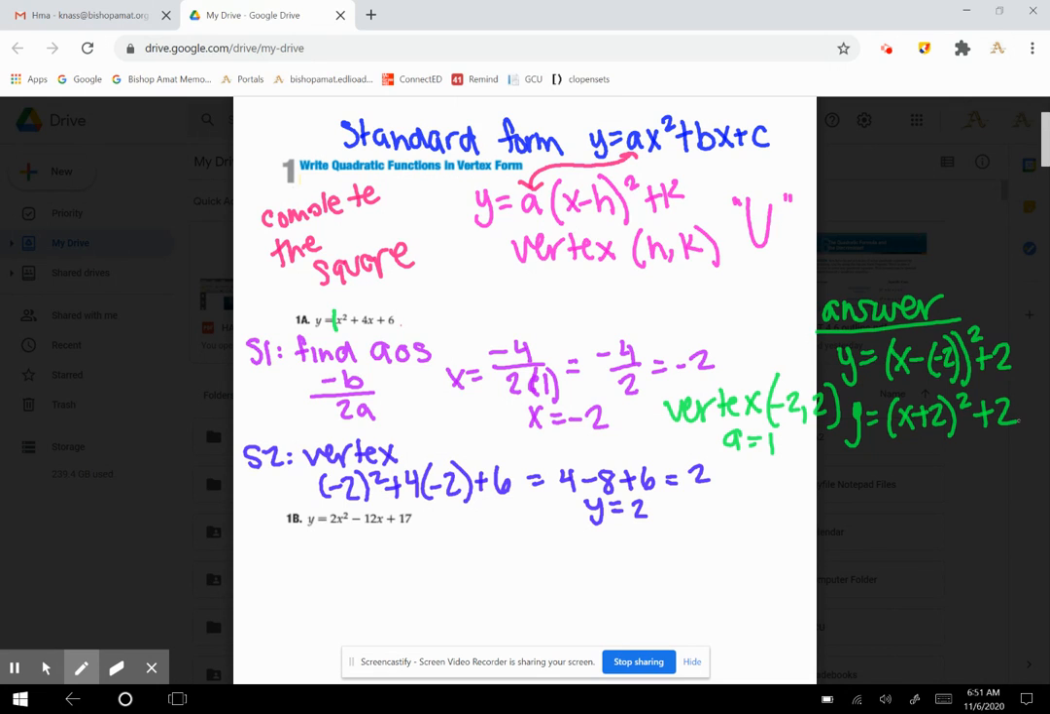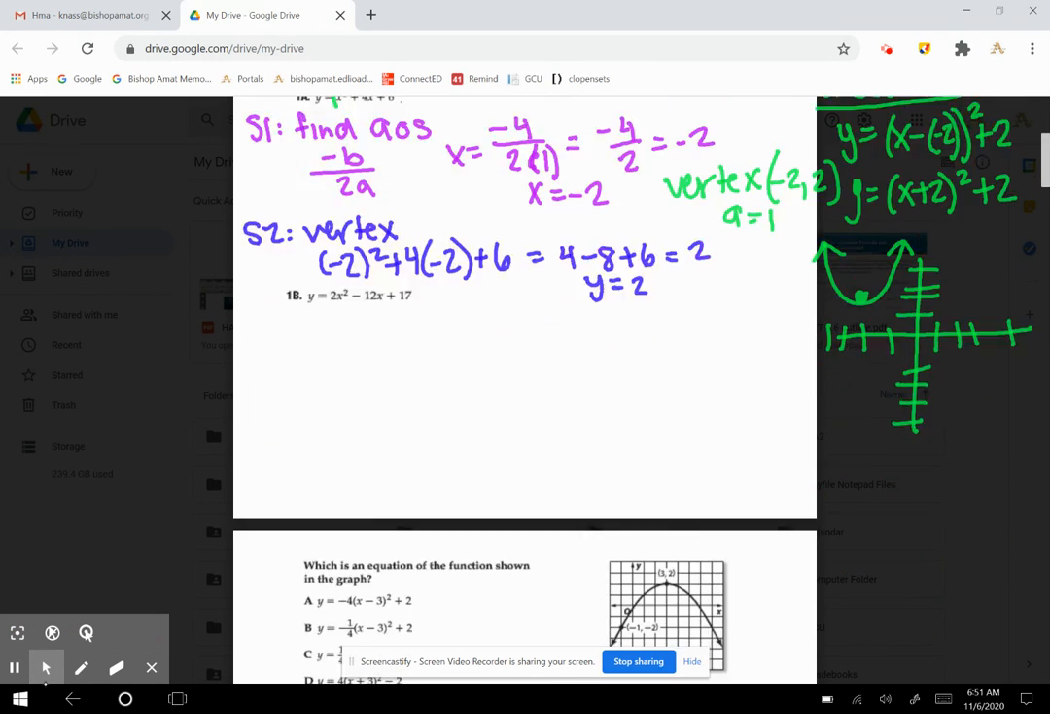Okay. Now remember, if you wanted to graph that, your vertex is negative 2, 2. So negative 2, 2. Okay, and your y is going up. So it's something along those lines. Again, you're going to use your calculator to get those accurate points, but that's how you would quickly graph that one. Let's look at the next one.